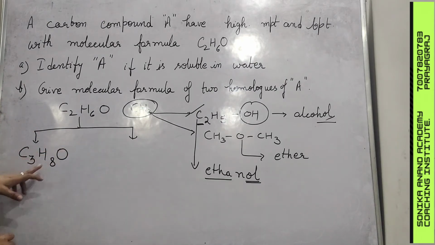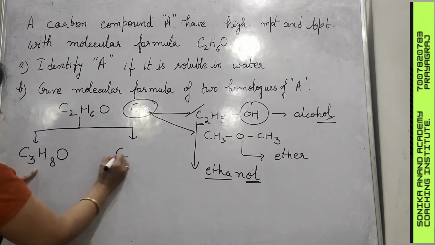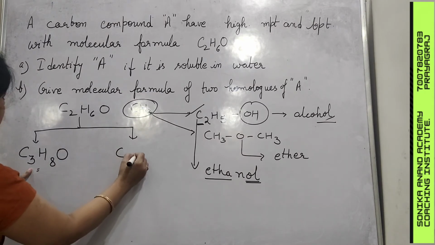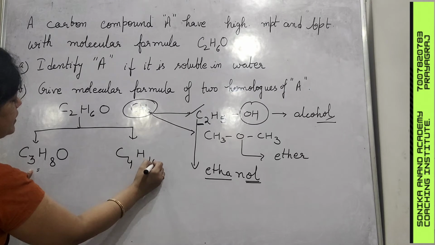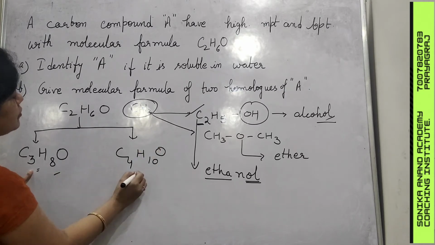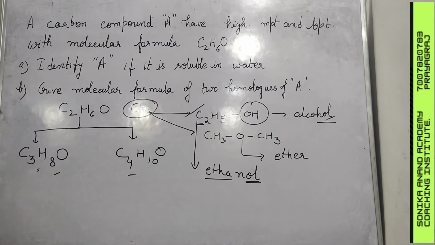Now for the next homologue we again add CH2 to this. So it becomes C4, H 8 to 10, and O. So these are the two homologues of this original compound, that is ethanol. So in this way we solve these types of questions.